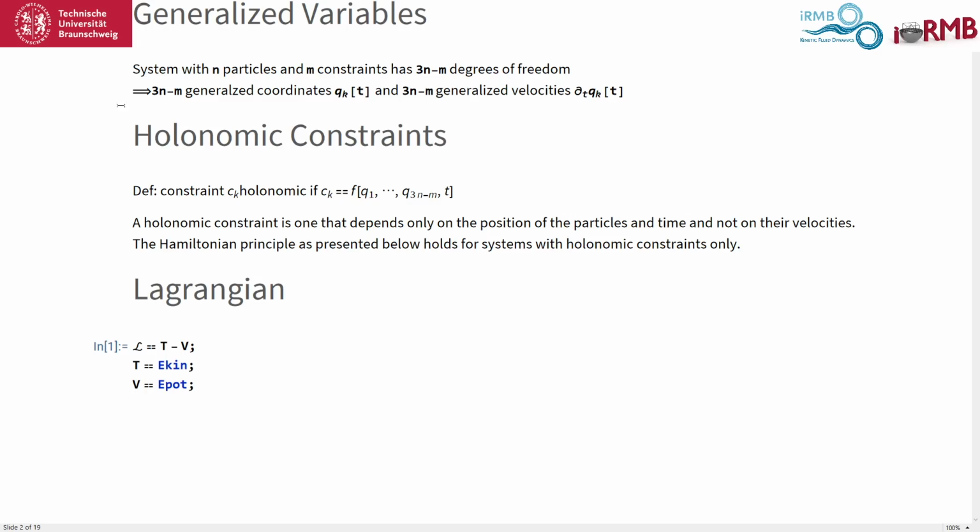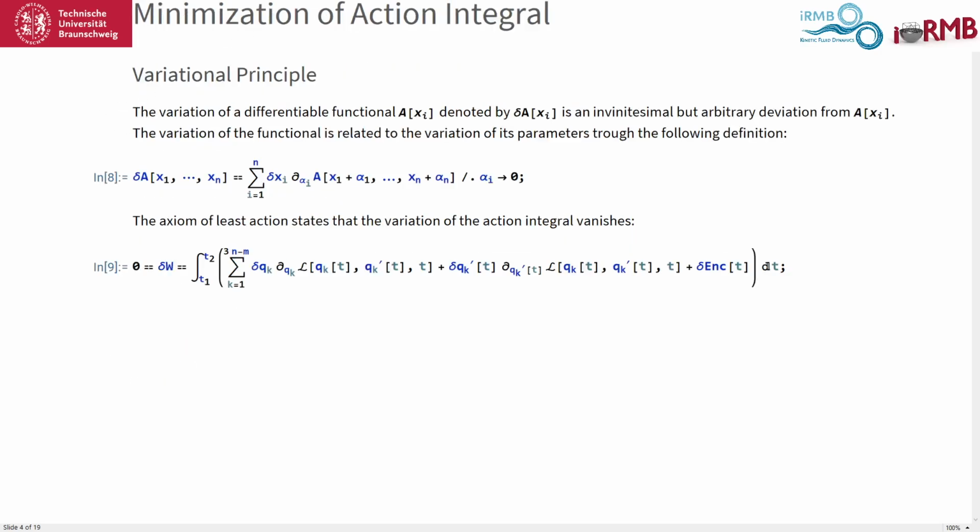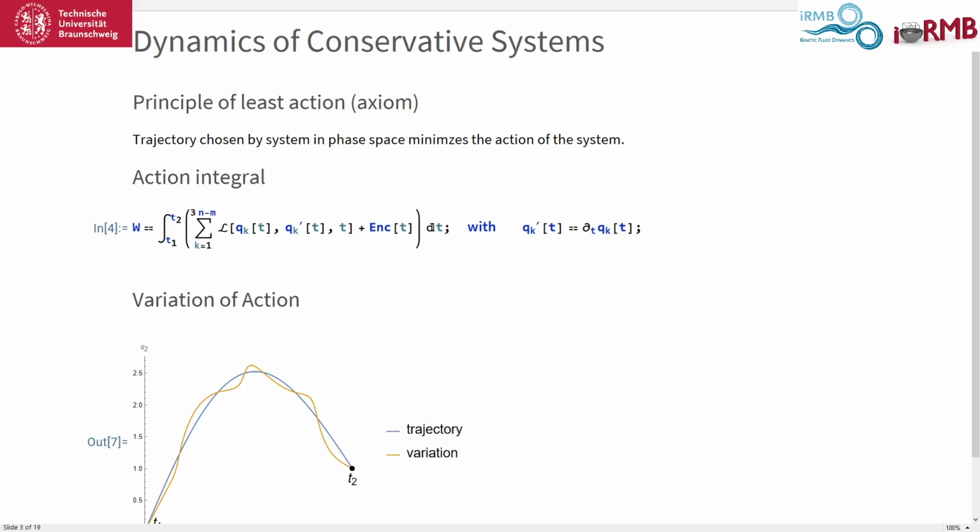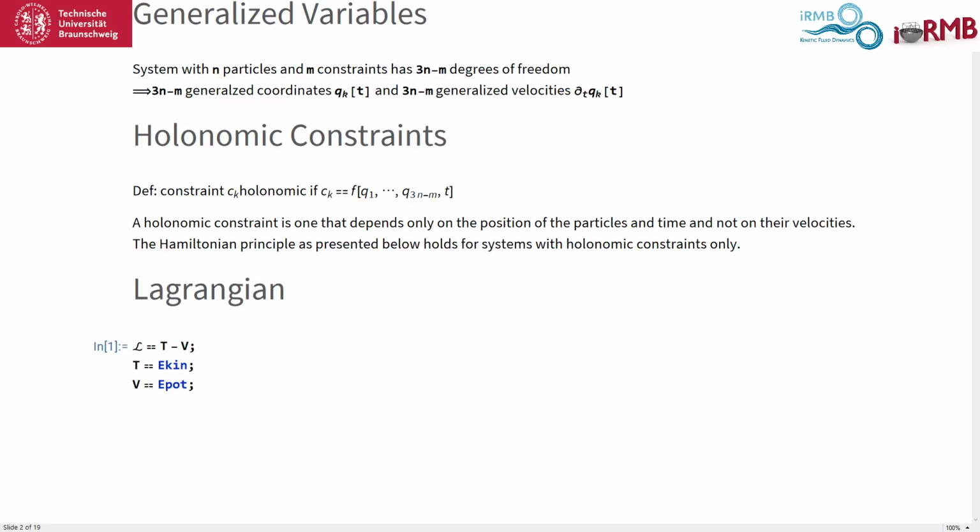Okay, we'll define these things in different ways later, but you can have different coordinate systems, obviously, different ways to describe your coordinates. So we just say the number of coordinates that we have is 3n minus m, and we call these generalized coordinates qk, because k is the index where we count them.